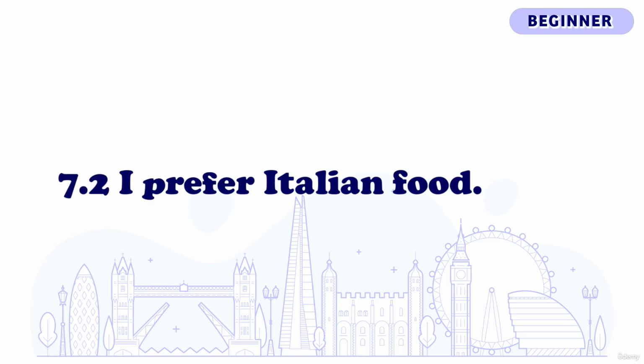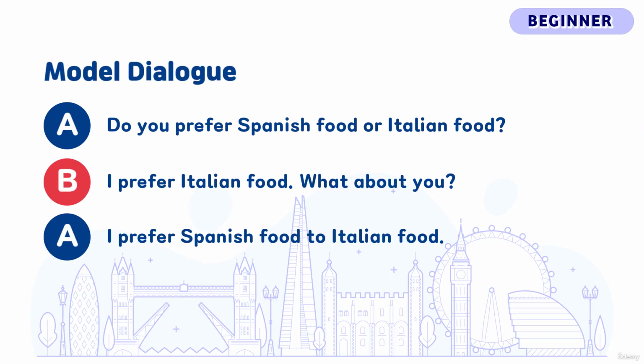Hi everyone, in this lesson we are going to learn how to talk about how we like one thing more than another thing. As always, we will begin with a model dialogue, and in this dialogue the two people are talking about which food they like more. After the dialogue, we will explain all the expressions in detail.